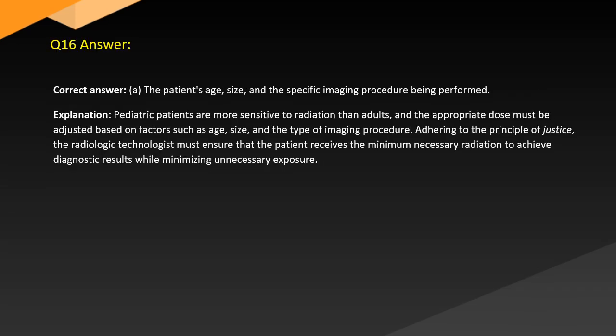Answer. Correct answer. A. The patient's age, size, and the specific imaging procedure being performed. Explanation. Pediatric patients are more sensitive to radiation than adults, and the appropriate dose must be adjusted based on factors such as age, size, and the type of imaging procedure. Adhering to the principle of justice, the radiologic technologist must ensure that the patient receives the minimum necessary radiation to achieve a diagnostic image while minimizing unnecessary exposure.